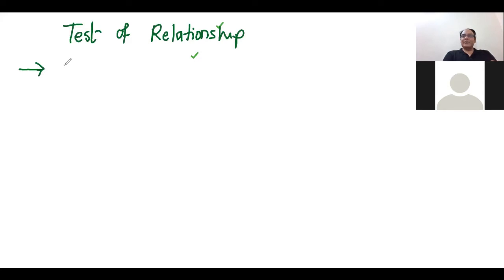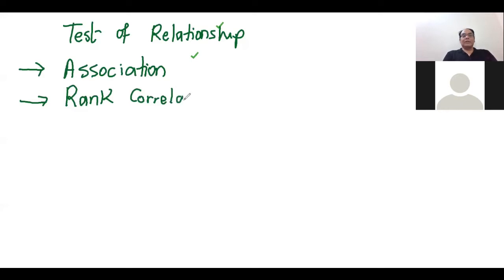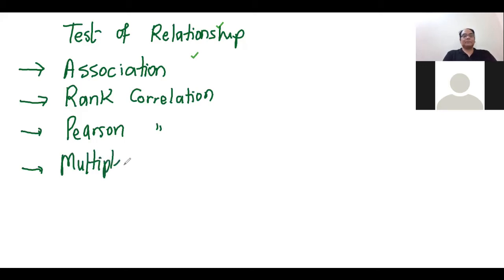The first and the basic kind of relationship is known as association. The second kind of relationship is rank correlation. The third type of relationship is Pearson correlation. The fourth type of relationship is multiple correlation. And another type of correlation is called canonical correlation.